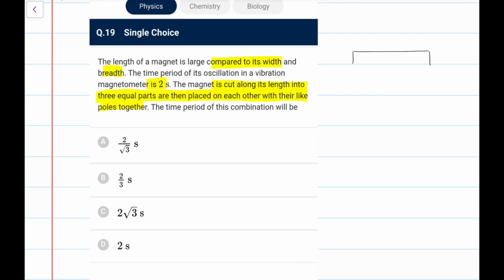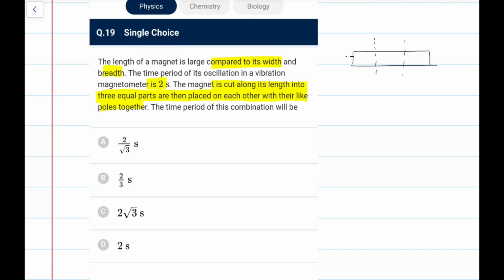Normally, cut along its length means if you are cutting it like this, but here from the feeling that I am getting, because they are put on each other, otherwise if you have cut them like that and you put them together, there is no difference. So here the question wants to say it has been cut like this. So there is some issue in the language, but this is a very common question you will see in many books.